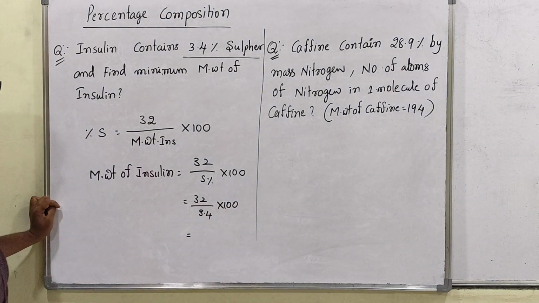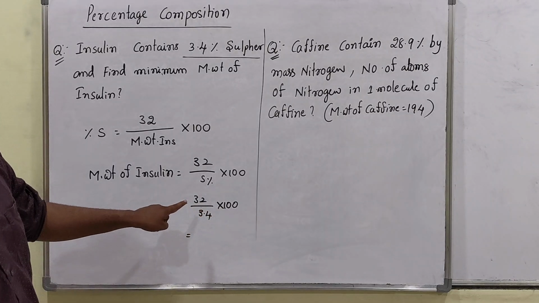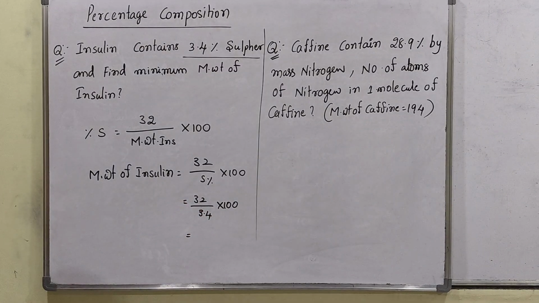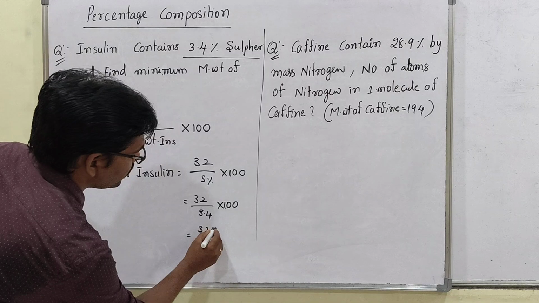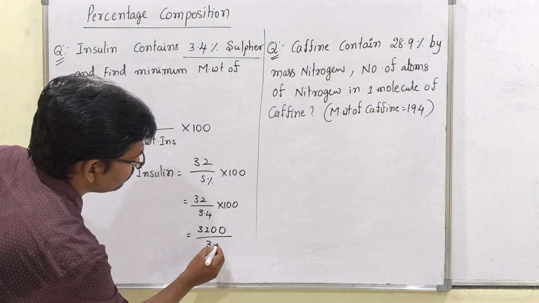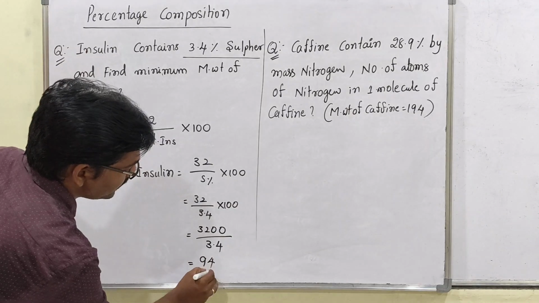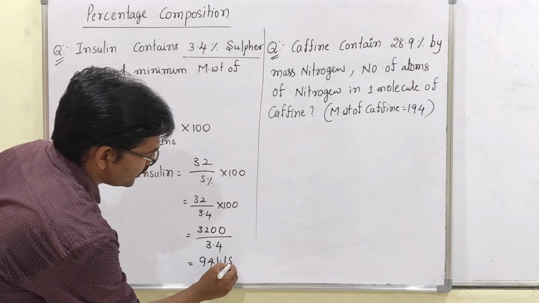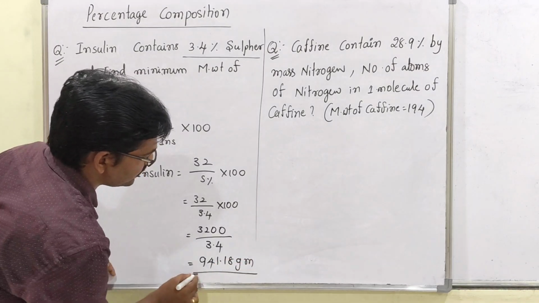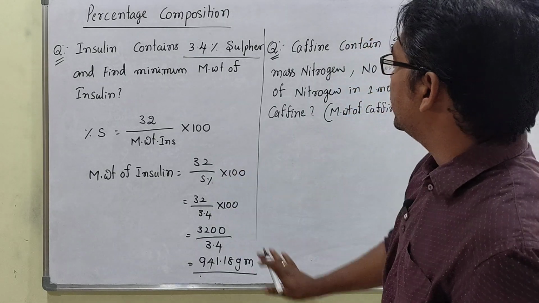Look, my dear students, 32 into 100, if you calculate, you get 3200. Then 3200 divided by 3.4 gives 941.18 grams. You can get the answer like this. Clear, my dear students? You have to find out the molecular weight of insulin like this.